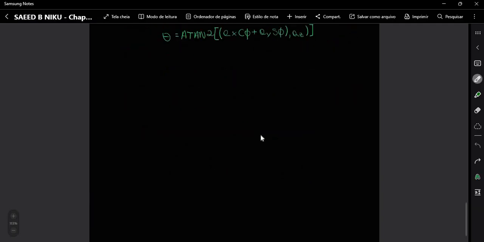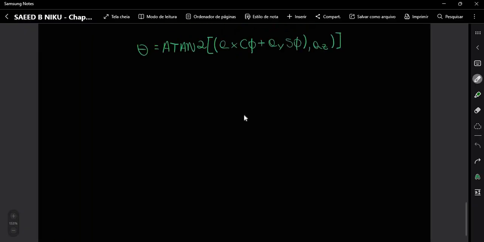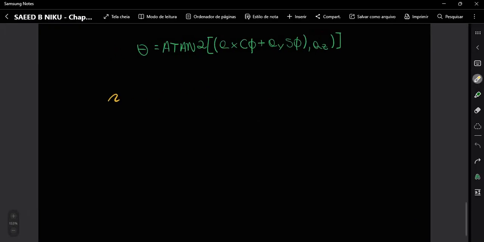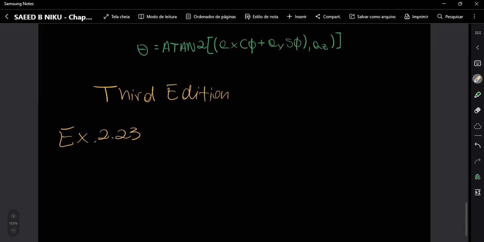And in this video, what we are going to do is solve an example. It is example 2.23 from the third edition. So we are using the third edition, and the example that we will solve is 2.23. Okay, so I will just write the statement and we will start to solve.